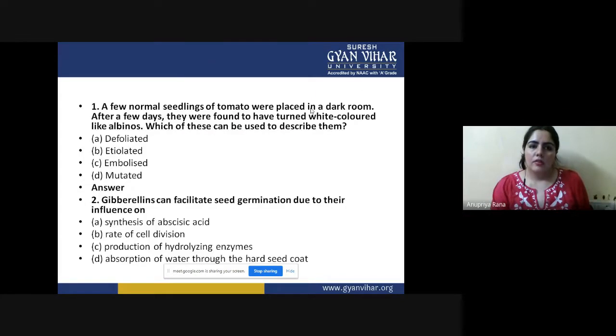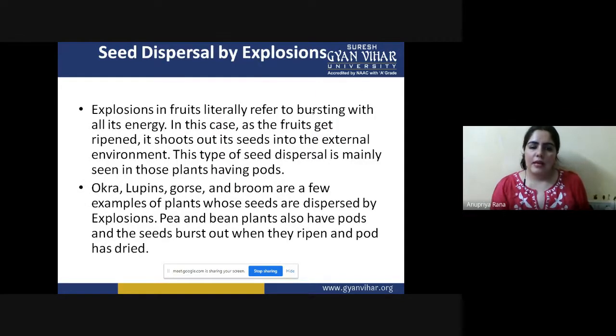Now, seed dispersal by explosion is the last seed dispersal mechanism we have to study. Explosion in fruit literally refers to bursting with all its energy. When the fruit is fully ripened, it will burst out because the internal mass is very broadly present inside, so the fruit coat can no longer hold it. So at that time it just bursts out.